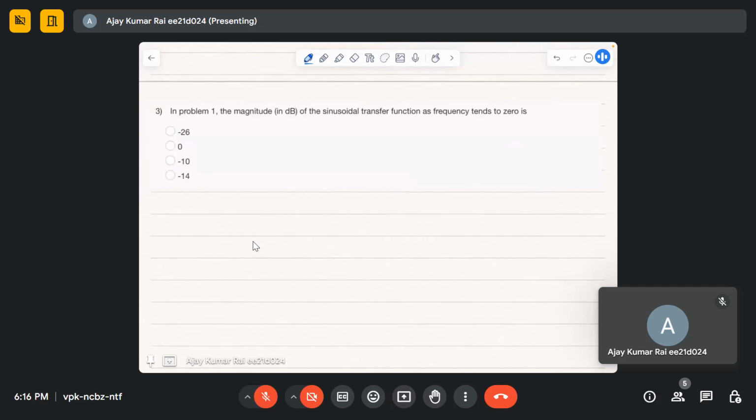Problem 1: the magnitude in dB of the sinusoidal transfer function as frequency tends to 0 is... This is the transfer function, so let me write it in this form. You have to find the low frequency asymptote, because you have to find the magnitude.